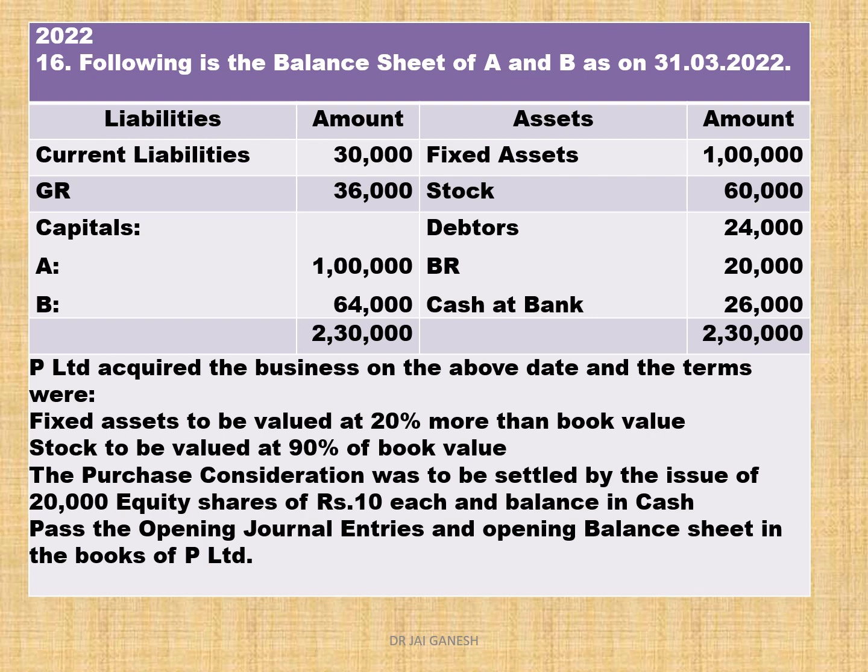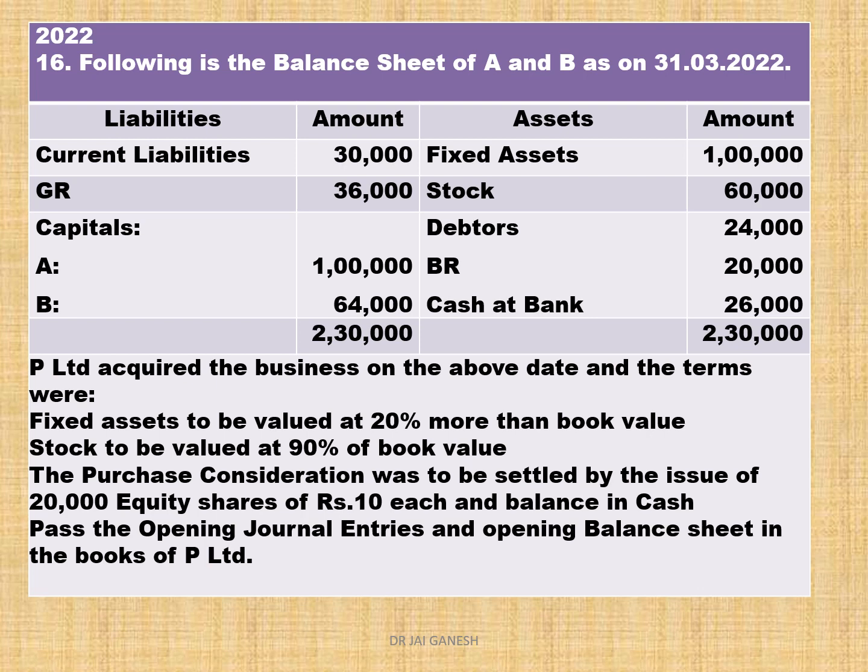And the terms were fixed assets were valued at 20% more than book value. So fixed assets must be calculated at 120%. Fixed assets are not taken over at book value, balance sheet value. It is taken over at 20% more. That's it's taken at 120%. That's 1 lakh into 120%.